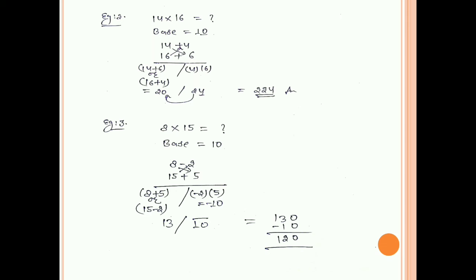In this type of problem, since there is a bar on 10, this 10 is a negative number, and since the base is 10, only one digit will be after the slash. So if you write it out, it will be 130 minus 10, since 13 is there and 0 is after the slash, because we are choosing base as 10. So 130, and since 10 is a negative number, we subtract it from 130 and we get 120 as our answer.